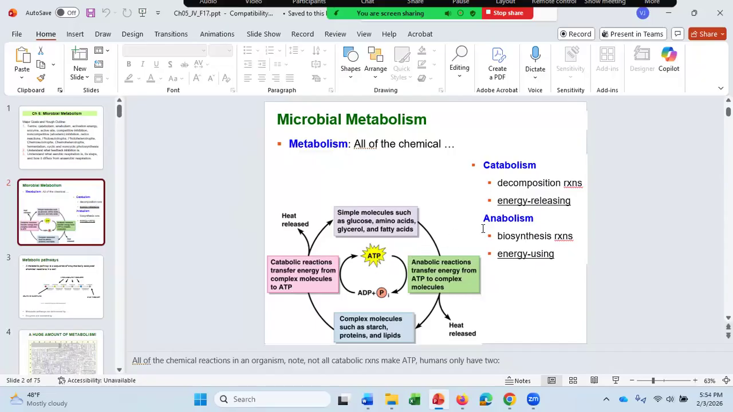All right. We also have anabolic reactions in metabolism. Anabolic reactions, or biosynthesis reactions, are where we take a smaller molecule like glucose and we make a larger molecule such as starch. This reaction needs energy to go. You need energy input into the system. Usually cells get the energy they need to make the biosynthetic reaction by obtaining that reaction energy from ATP.